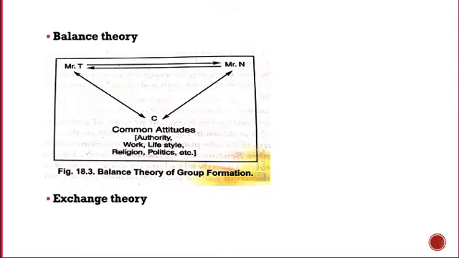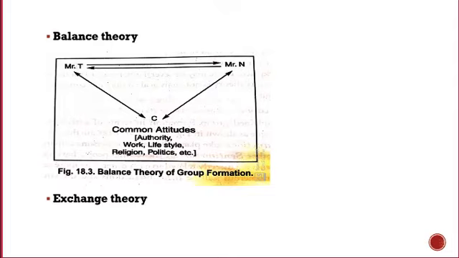Is it clear? So this is the balance theory. When there is a balance between the two persons' opinions and attitudes, certainly they form a group. When there are contrasting attitudes, generally the chances of forming a group are very negligible, right? Clear?